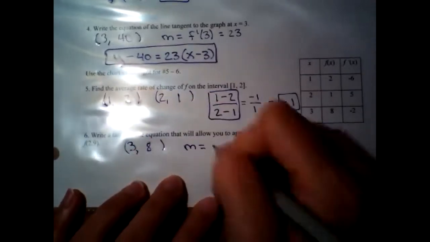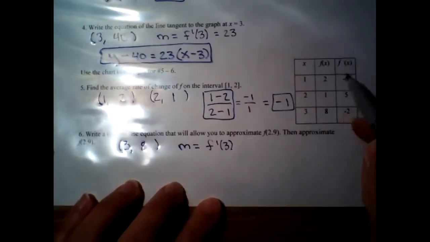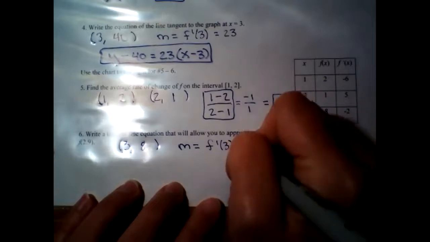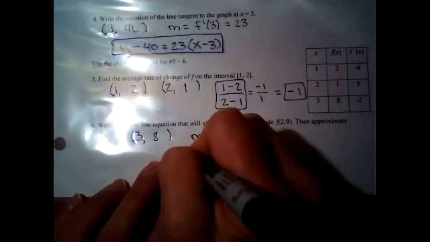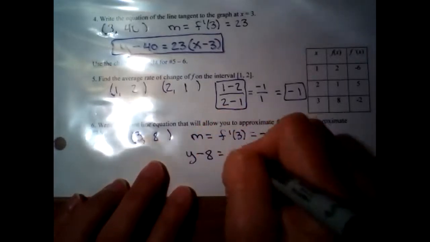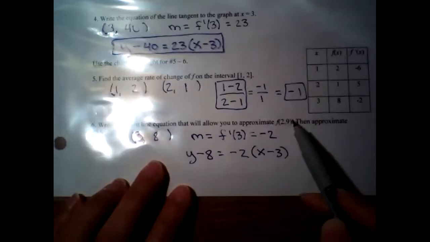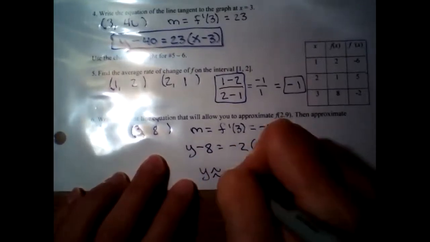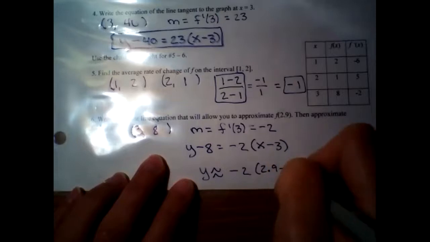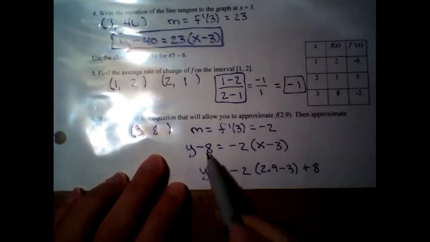And then the slope comes from the derivative, so that'll be f prime of 3. And this is my f prime column. F prime of 3 is -2. And so my equation is y minus 8 equals -2, parentheses, x minus 3. And then to do the approximation, all you have to do is plug in 2.9 and get y by itself. So plugging in 2.9 will look like this. And then I just have to add that 8 to the other side so that y is by itself.